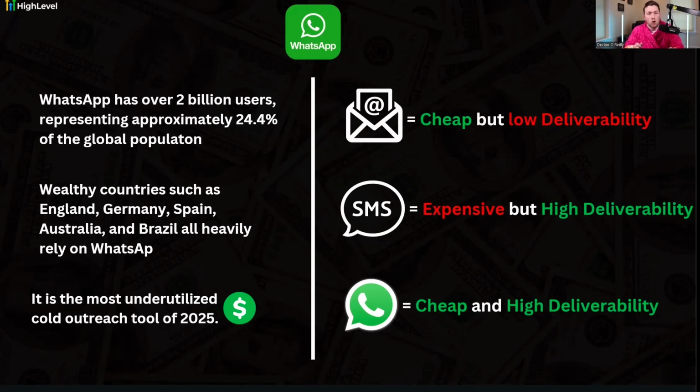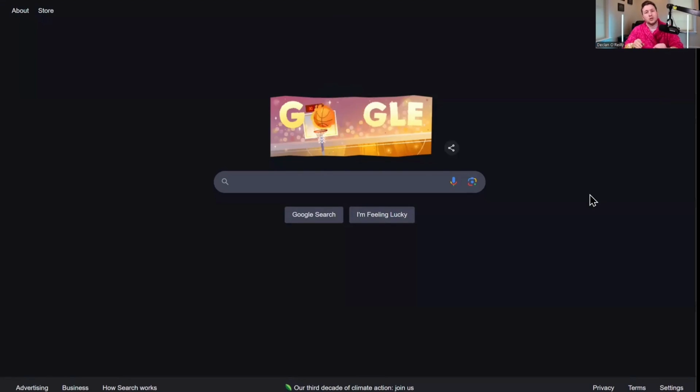Now that you understand the power of WhatsApp and how unsaturated it is and how it's just open and there's barely anyone doing this, I now want to show you how to get unlimited leads using WhatsApp, put them into high level, and then run some insane automations to close all of these people. Let's see it. So the first thing we need to do is go to Google.